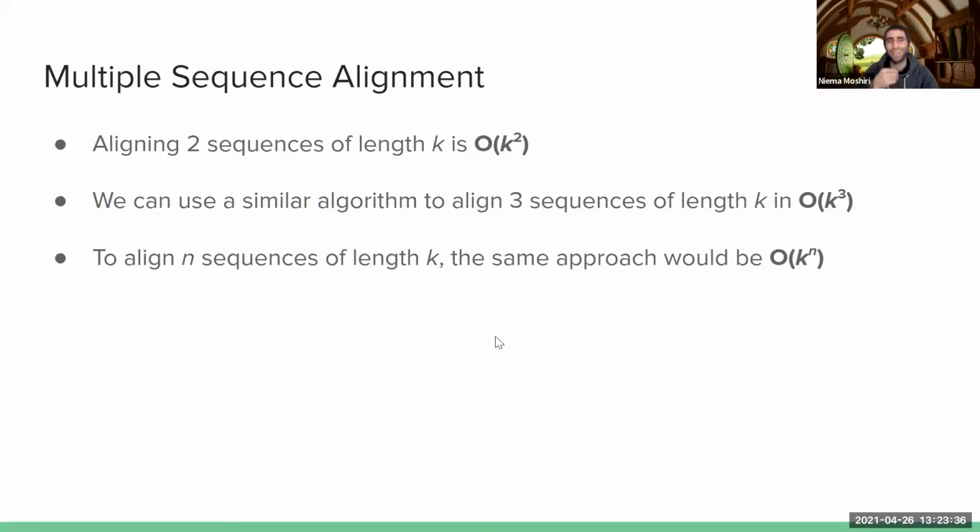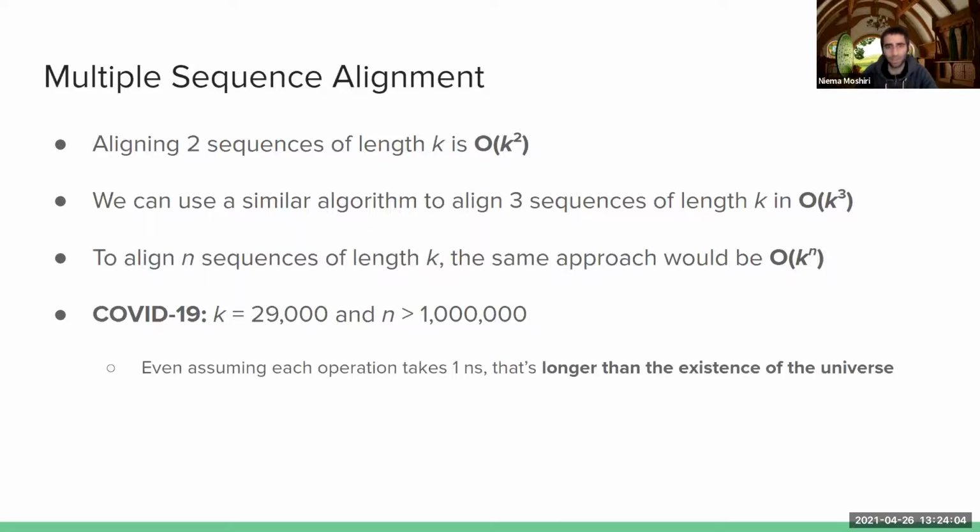Okay, so basically, to align n sequences of length k, where again, k for COVID-19 is 29,000, n for COVID-19 is like over 1 million, the same approach would be big O of k to the n. So the time it would take to run this algorithm would be some function of k raised to the power of n. So plugging in COVID-19 numbers, k equals 29,000 roughly, n is around 1 million.